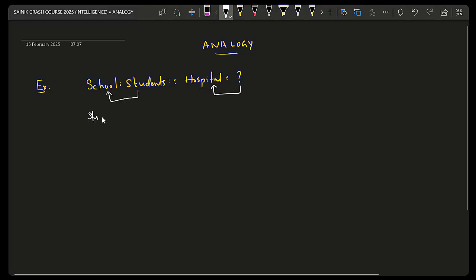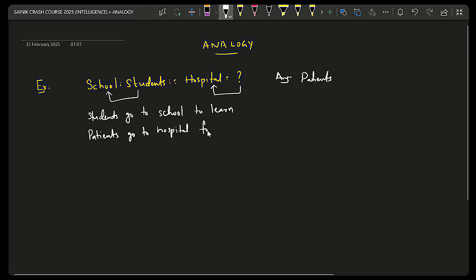Students go to school to learn. Similarly, patients. Here is the answer. What is the answer? Patients go to hospital for treatment. So the answer is patients.